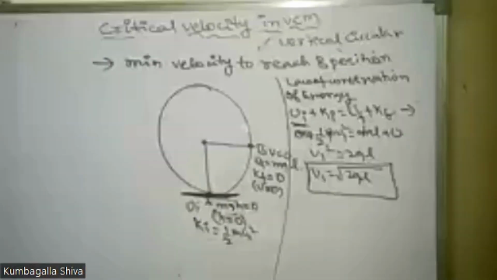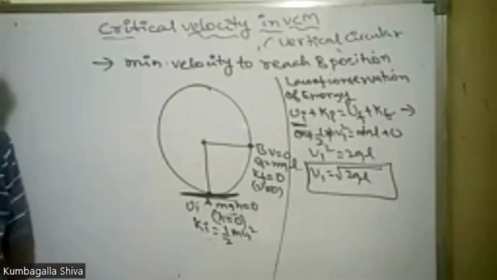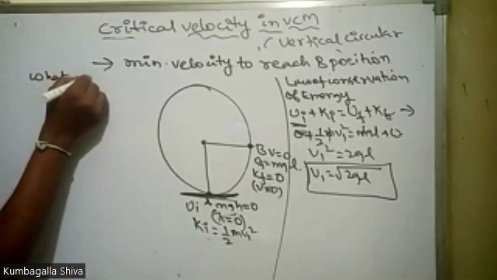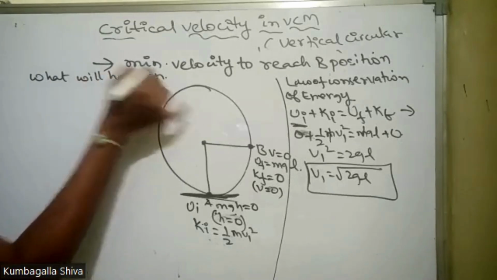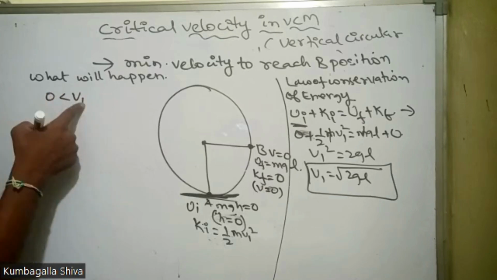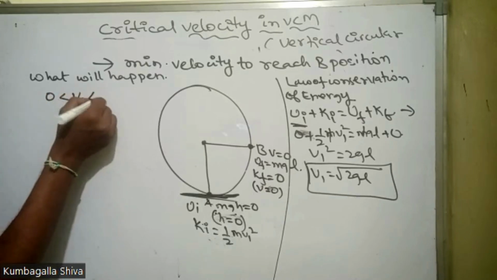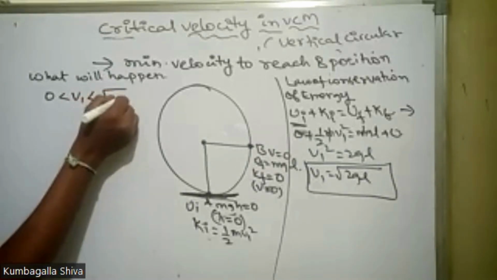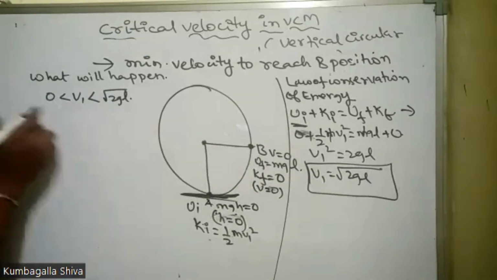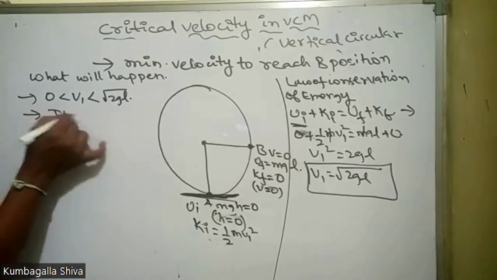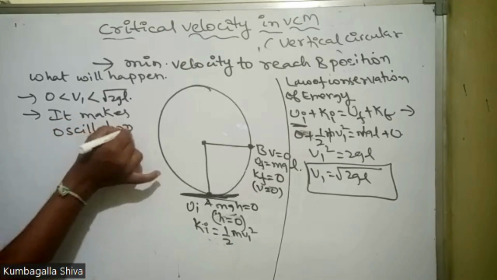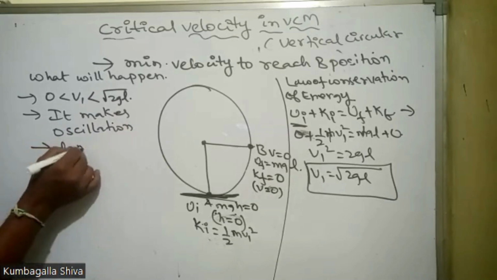You can write it. What will happen if the velocity is given greater than 0 and less than root 2gL? What will happen? What will you see here? It makes oscillations. What type of oscillations? Damped oscillations.